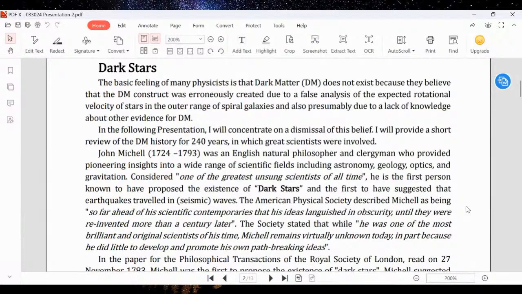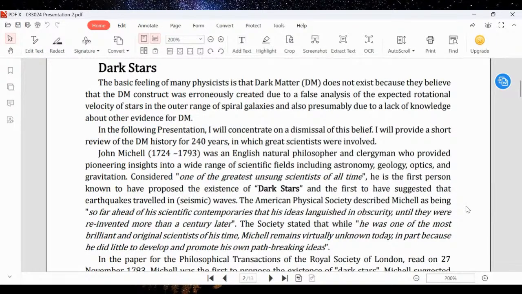Dark stars. The basic feeling of many physicists is that dark matter does not exist, because they believe that the dark matter constant was erroneously created due to a false analysis of the expected rotational velocity of stars in the outer range of spiral galaxies, and also presumably due to a lack of knowledge about other evidence for dark matter. In the following presentation, I will concentrate on a dismissal of this belief.